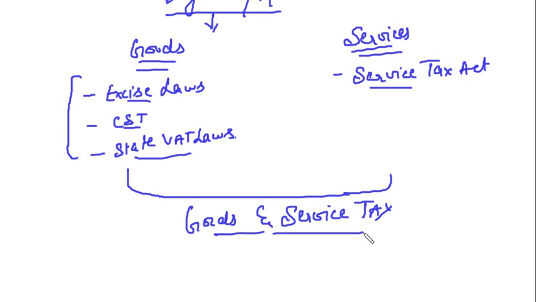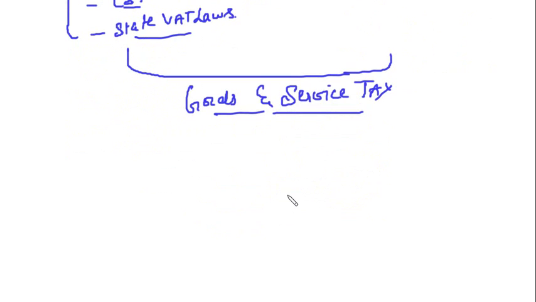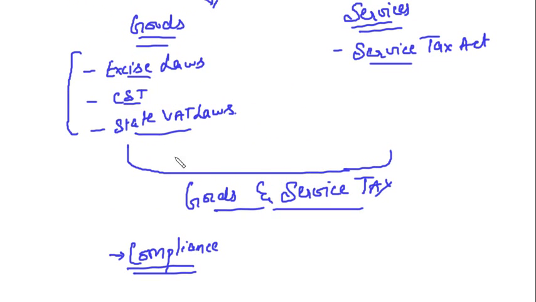Now, what was happening with the multiplicity of taxes? We have excise laws, we have CST, we have state VAT laws. So what was the problem with these laws? The major problem was the compliance problem. Because the majority of the time for any business is lost in the compliance of these laws.